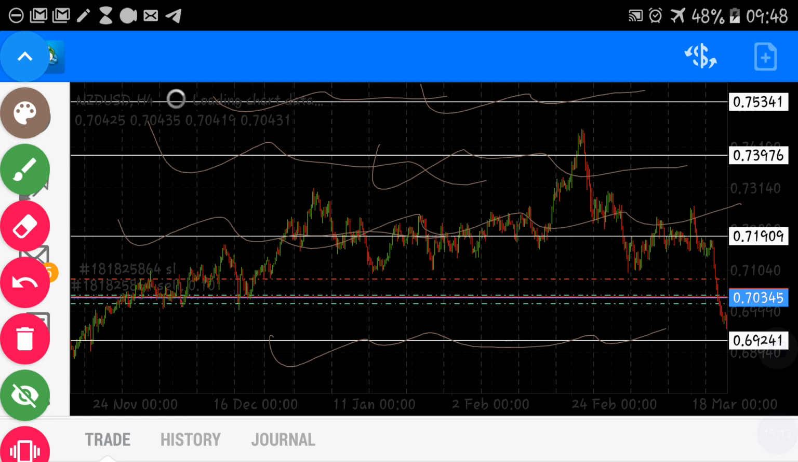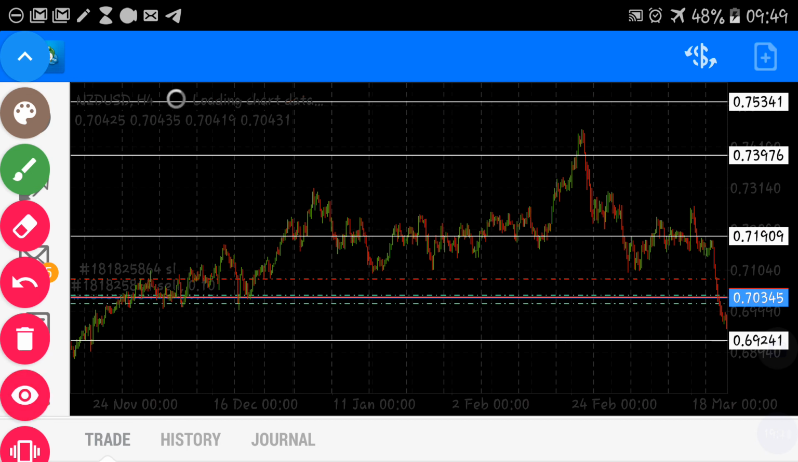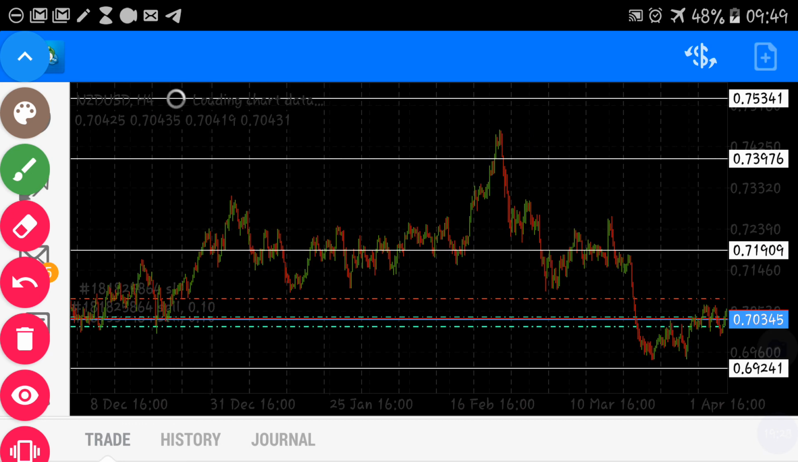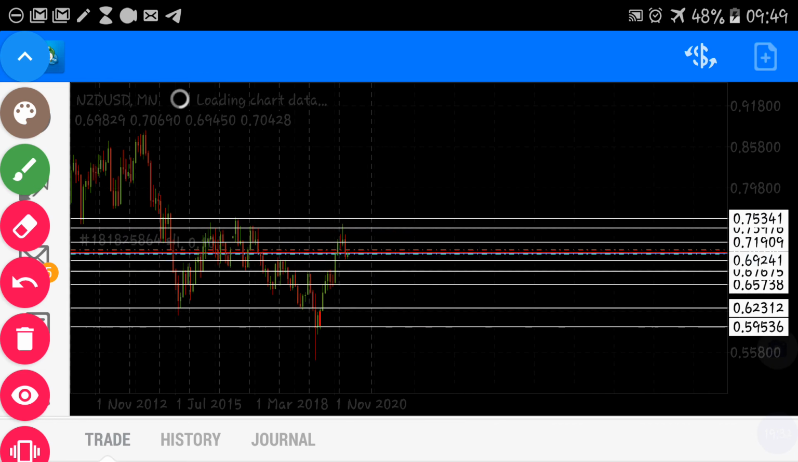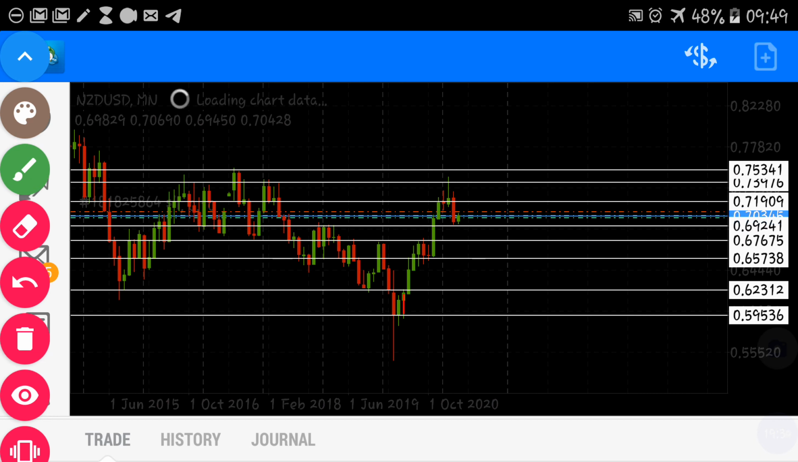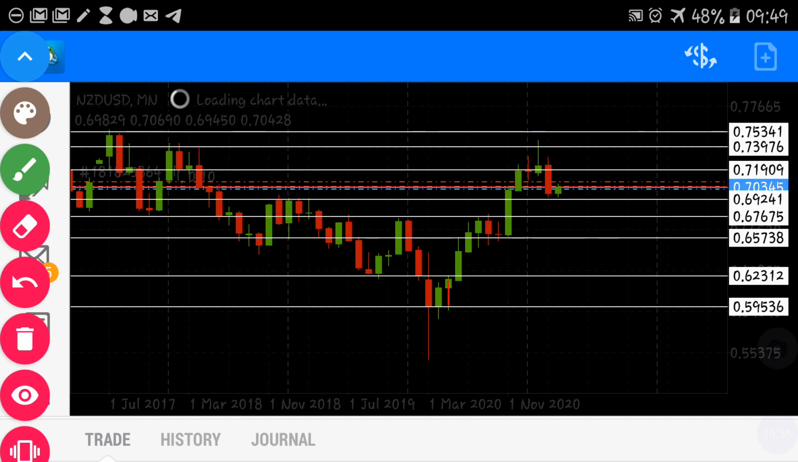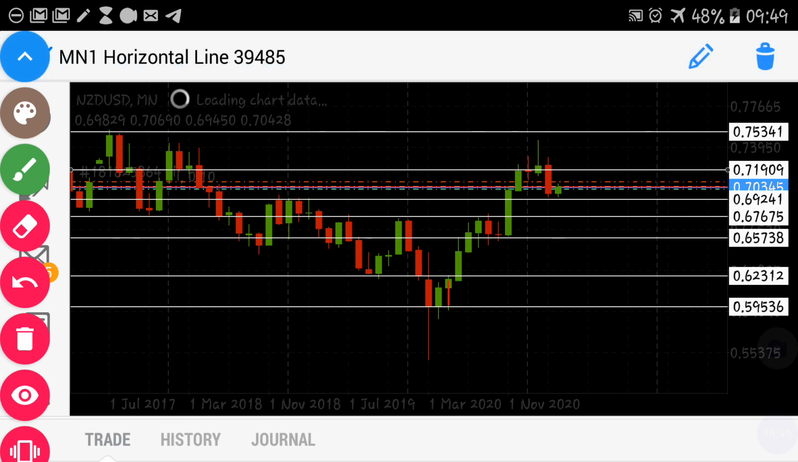I discovered this by myself, right? How I use my support and resistance, how I draw them. I'm going to be taking you to the monthly time frame. I use the monthly time frame to put my support and resistance lines everywhere. So let me just go to the monthly time frame. This is the monthly time frame. I'm going to be removing all these lines, and I'm going to be explaining why they are where they are right now. Let me remove them real quick.